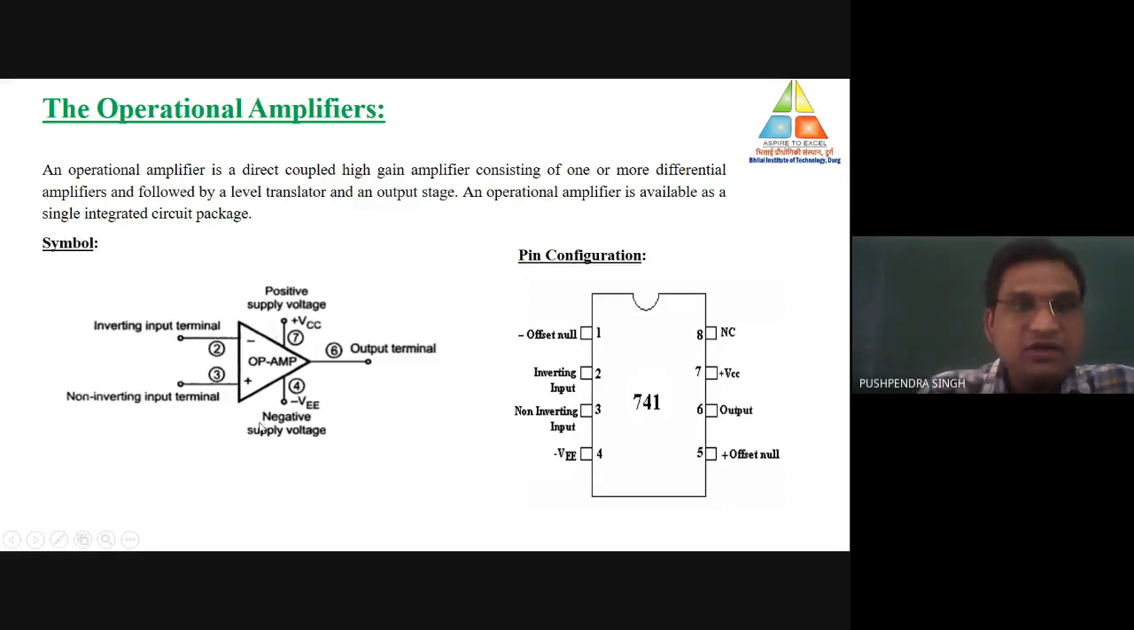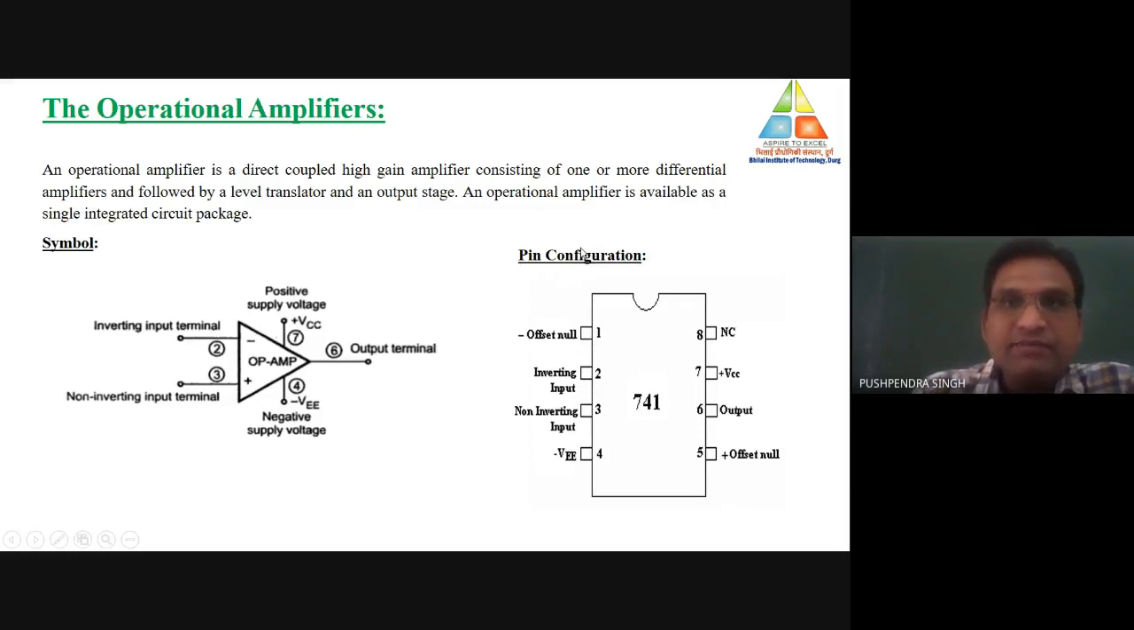The left side of the figure is the symbol of the op-amp. The symbol of the op-amp is of triangular shape, so you can easily identify from this kind of figure that it's the symbol of an operational amplifier. So what is basically an operational amplifier? An operational amplifier is a direct coupled high gain amplifier which consists of one or more differential amplifiers, followed by a level translator and an output stage.